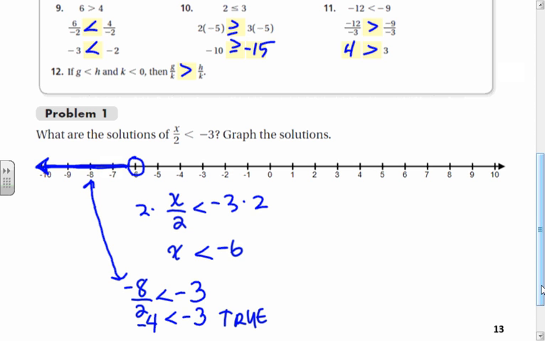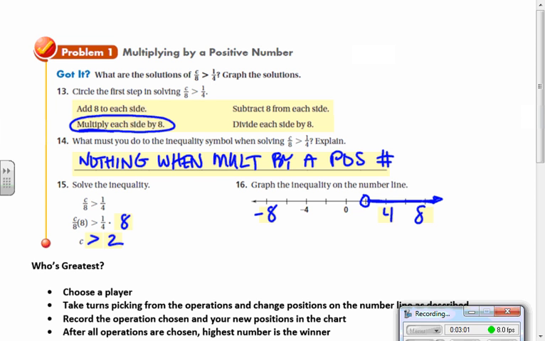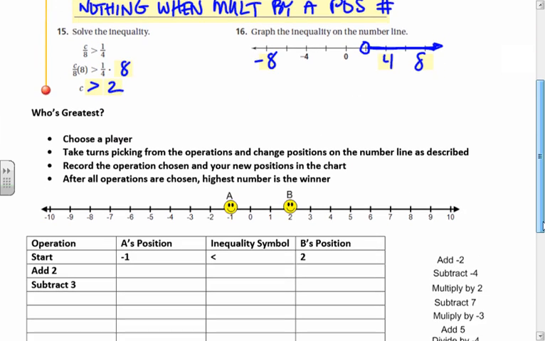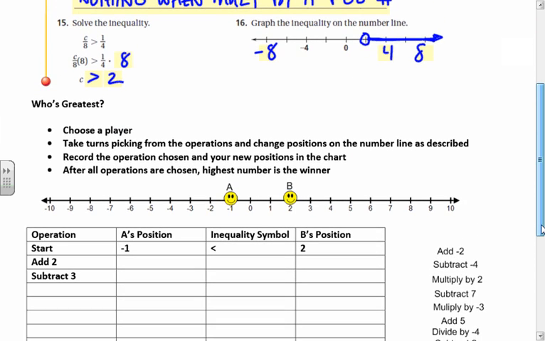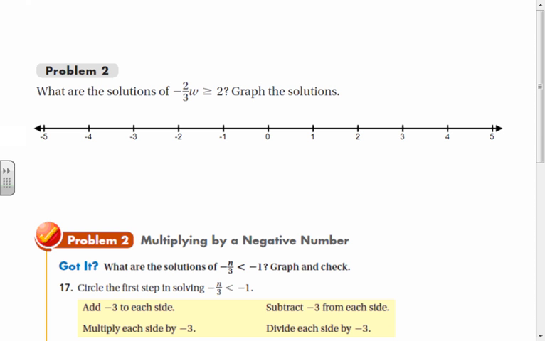All right. Go ahead, you try this one, and I'll check back with you. You should pause now. Okay, there are your answers. We're going to do this little activity in class next time we meet to help you understand why you need to switch the sign a little bit better. So I'm going to move on to problem number 2 here.